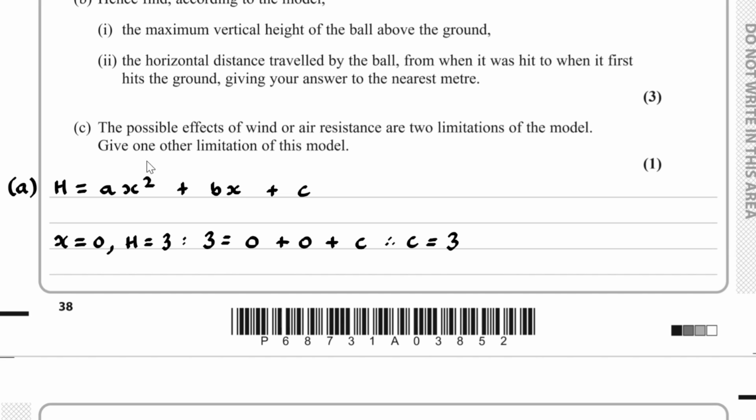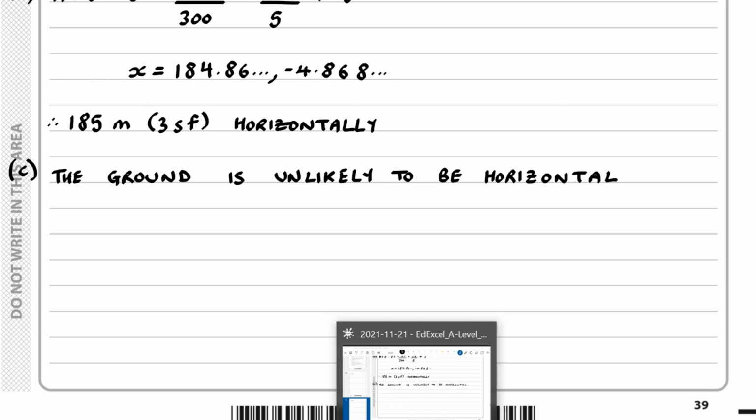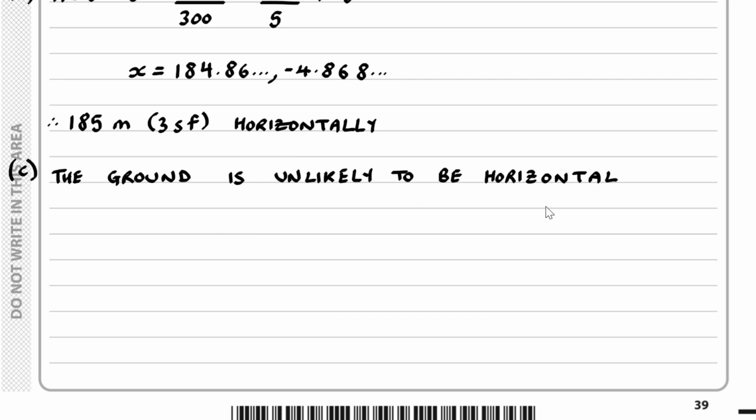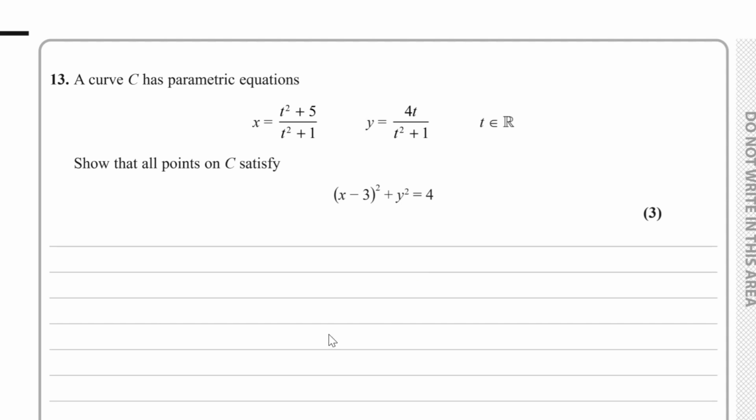Now for part C, the possible effects of wind or air resistance are two limitations of the model. Give one other limitation of this model. Of course, the ground is unlikely to be horizontal. That's one possible limitation.